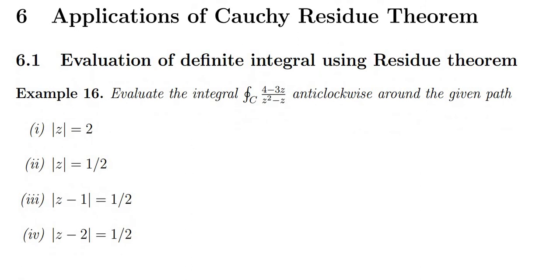Next, we have the applications of the Cauchy residue theorem. First, we will evaluate definite integrals using the residue theorem. Evaluate the integral over C of (4 − 3z)/(z² − z) anti-clockwise around the given path. First one, |z| = 2. Second one, |z| = 1/2. Third one, |z − 1| = 1/2. And finally, |z − 2| = 1/2.